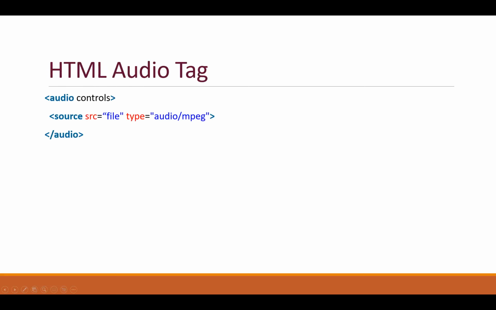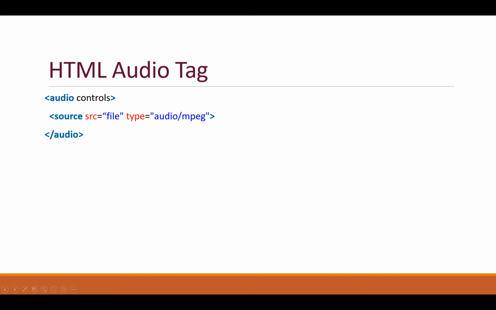So the first thing we're going to learn about is the HTML audio tag. Let's say you have some kind of a podcast, for example, and you want to embed it onto your page. If you have the audio file from your podcast, you can use the HTML audio tag in order to do that.